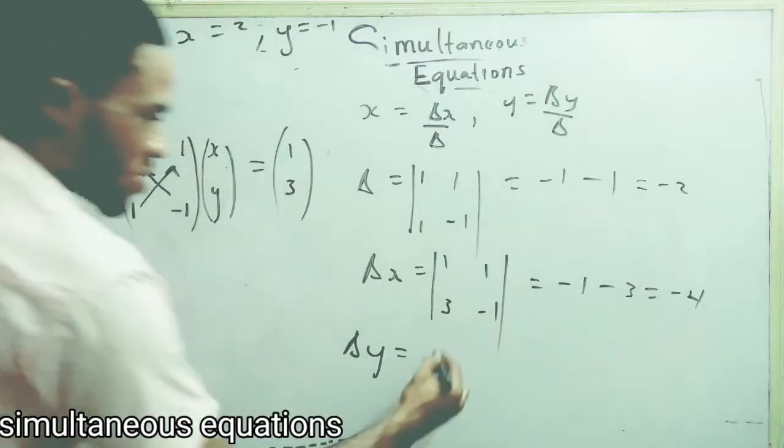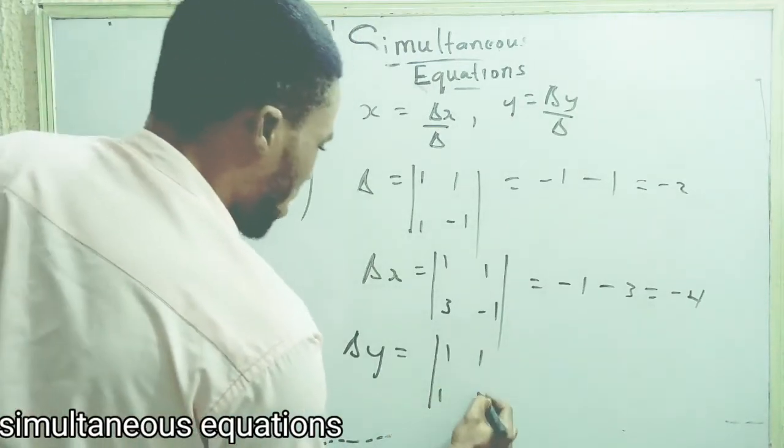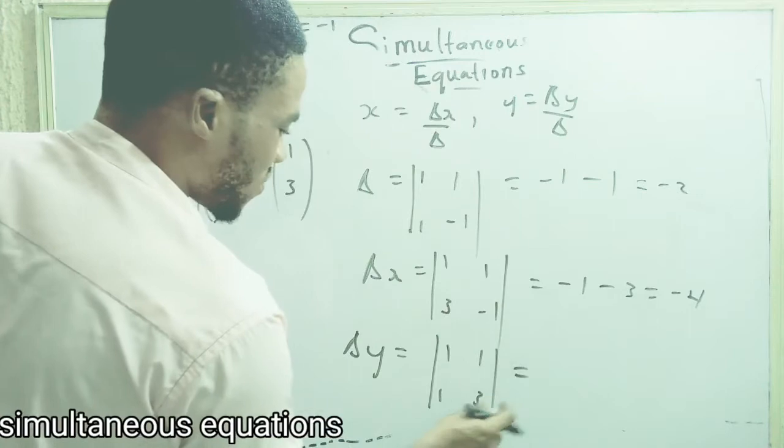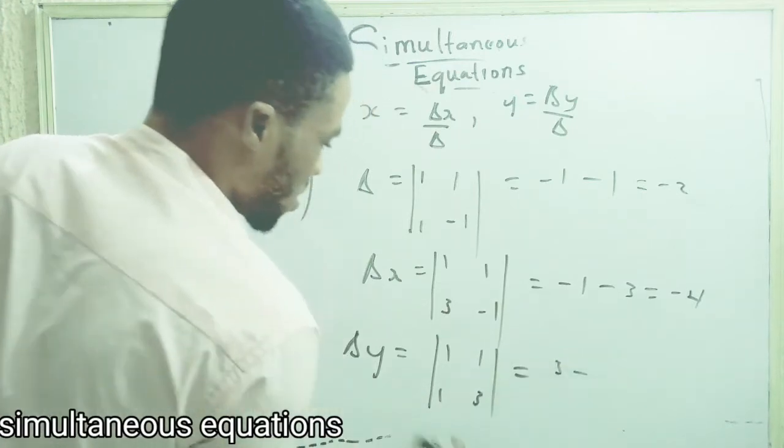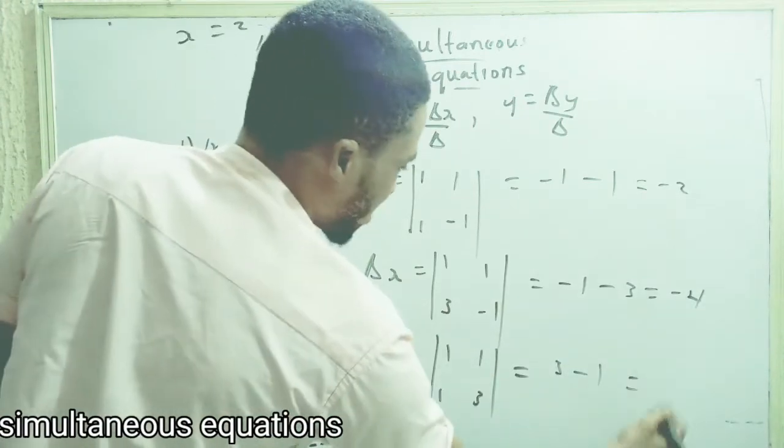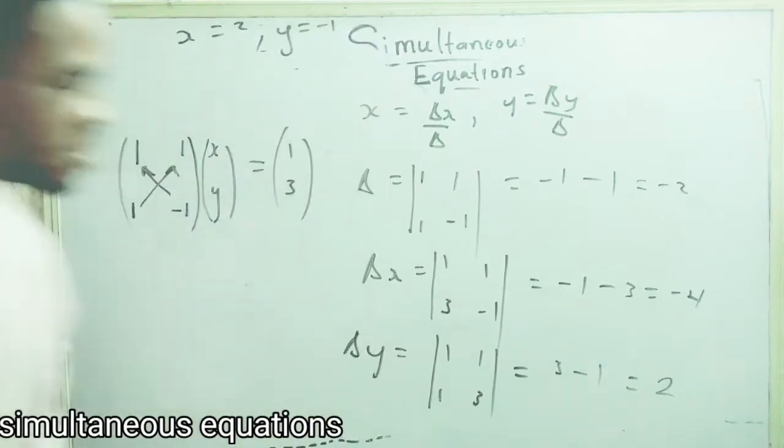Now to get the y as well, the column of this y, use this, replace it, and keep this one constant. So I have this 1, 1, 1, 3. So I will have 3 times 1, 3, minus this times this 1. 3 minus 1 is what? 2. Now we are done.